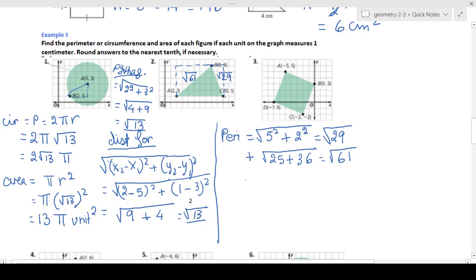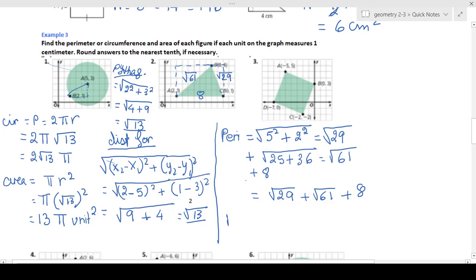And this one here, I just count 1, 2, 3, 4, 5, 6, 7, and 8. Here I have 8. So this is plus 8. So the perimeter, you do it with the calculator and find the square root of 29 plus the square root of 61 plus 8 and round it to the nearest tenth.